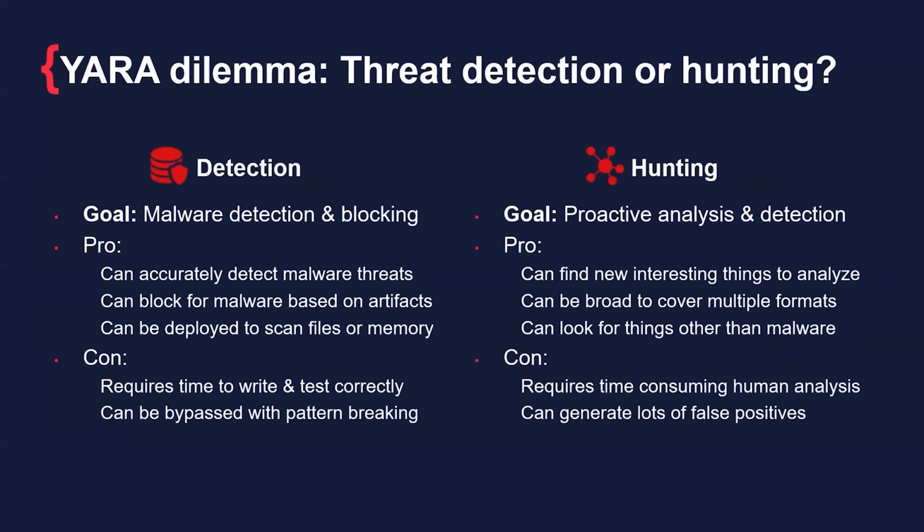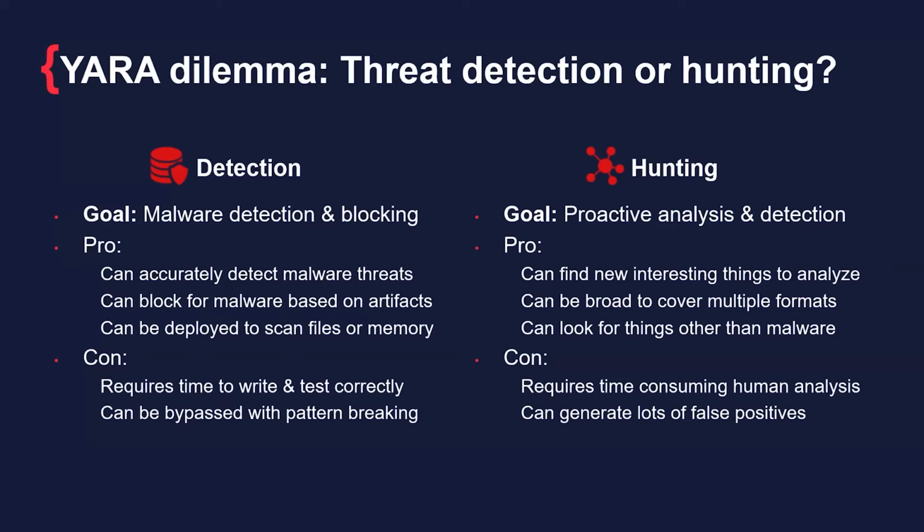Moving ahead, right? So what types of rules did we actually decide to create and why? There's really two options when it comes to writing rules. You can either be writing threat detection rules or threat hunting rules, and then you make that decision or just go with both based on the goals you want to achieve. So quickly to summarize, threat detection goals are accurate malware detection and blocking malware threats from entering the environment. Well, for hunting, they're proactive analysis and detection.